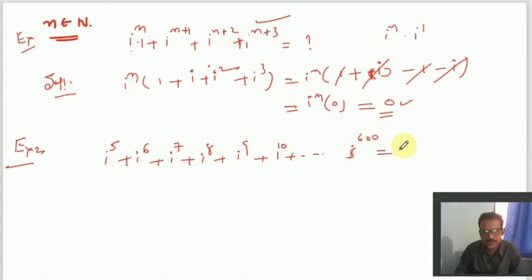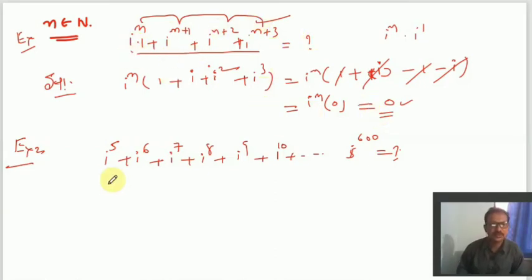So from the previous example, we can learn that i^n, i^(n+1), i^(n+2) and i^(n+3) is a sum of 4 terms whose powers are consecutive natural numbers. All these are consecutive natural numbers. So when there are 4 consecutive natural powers of i, their sum is 0.